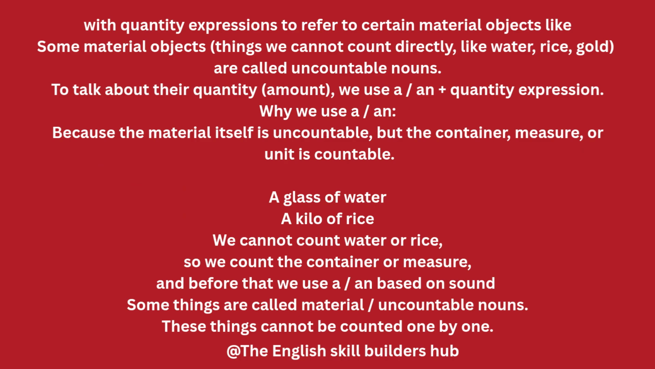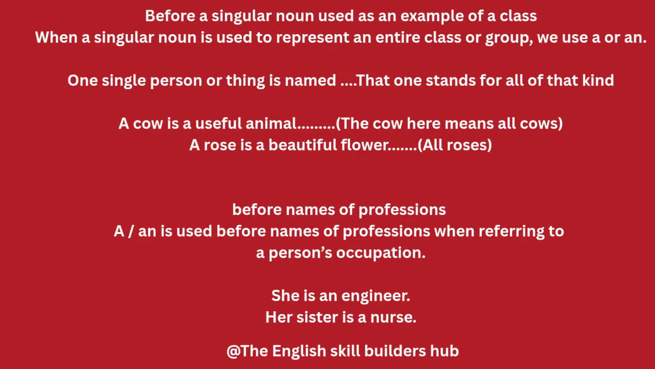Material objects are called uncountable nouns, those things we cannot count directly, like water, rice, gold. To talk about their quantity, we can use a or an based upon the quantity expression. Materials are uncountable nouns, then how can we use a or an? Because the material itself is uncountable, but the container or measure or unit is countable. Example, a glass of water, a kilo of rice. Here glass is the container, so we can use it as countable. That is the reason we should use a or an based upon the sound.